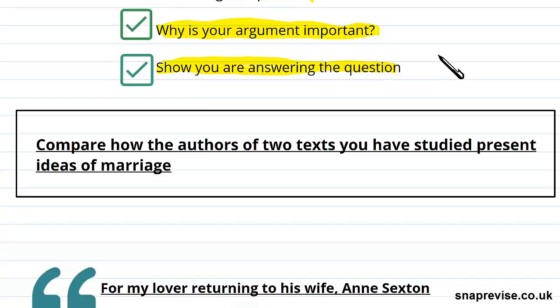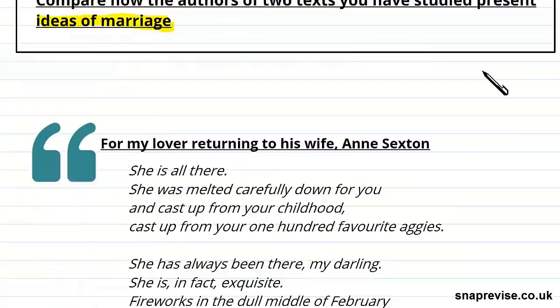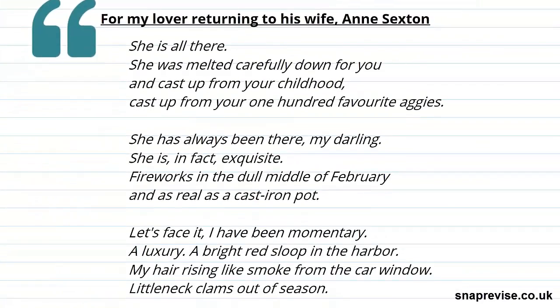So we're going to be considering this question. Compare how the authors of two texts you have studied present ideas of marriage. So this is quite a vague question, and obviously in your introduction you'll have really chosen an angle to take on this question. And the two texts that we're going to consider are the poem For My Lover, Returning to His Wife by Anne Sexton.